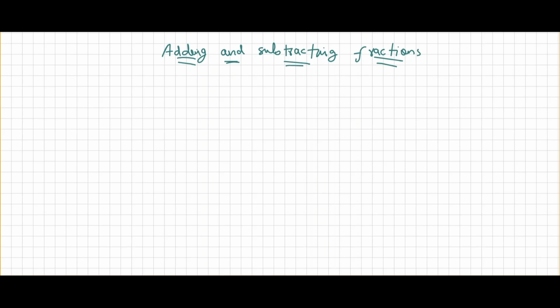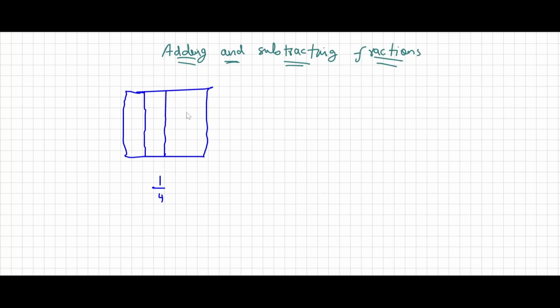So let's suppose we are given 1 by 4. In a square, if I write this as 1 by 4, you can understand it like this. Let me draw it completely so you can understand it.